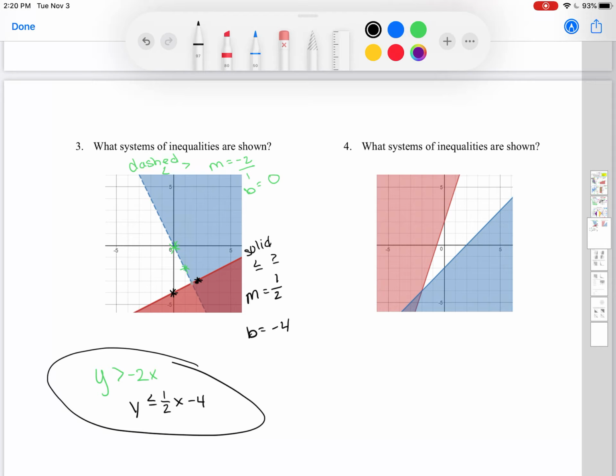So go ahead and try the last question, question 4. Pause this video, practice, practice, practice. This is the most likely scenario of a question that you will have on your final here in December. So practice finding your slopes, determining if it's an equal sign or no equal sign, solid or dashed, and find your intercepts.